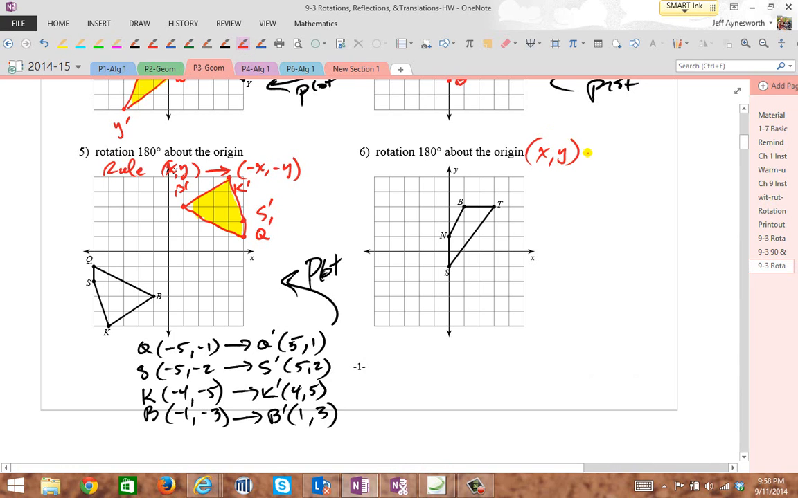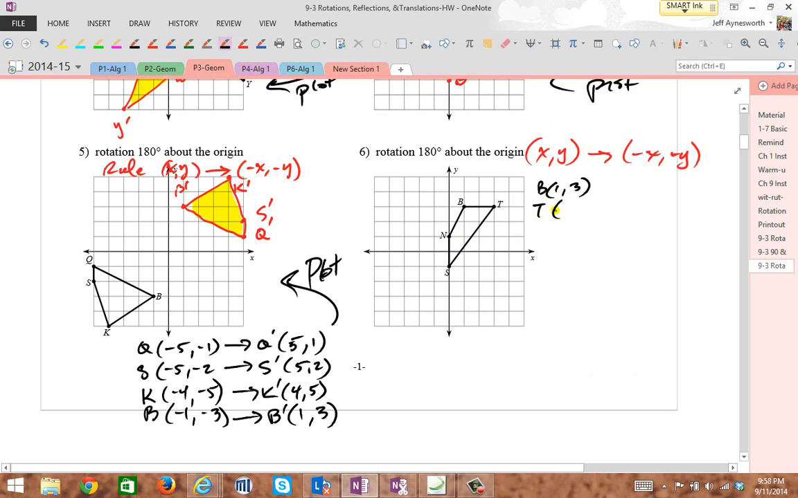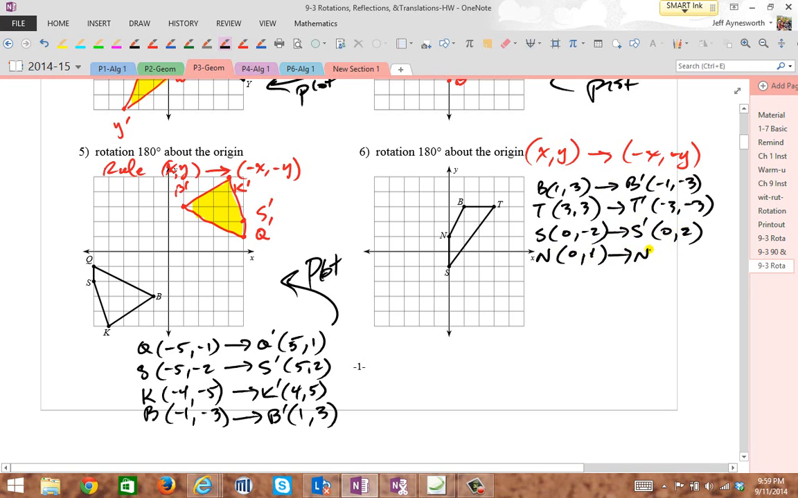All right, same thing happening here. We take every point, take the opposite of both coordinates, okay? Piece of cake, man. All right, so B is 1, 3. T, right 3 up 3. S, down 2. N, up 1. I mean, this stuff's easy, right? Okay, B prime, take the opposite signs, -1, -3. T prime, -3, -3. Just take the opposite of signs. S prime, 0, 2, and N, 0, -1, and then plot.